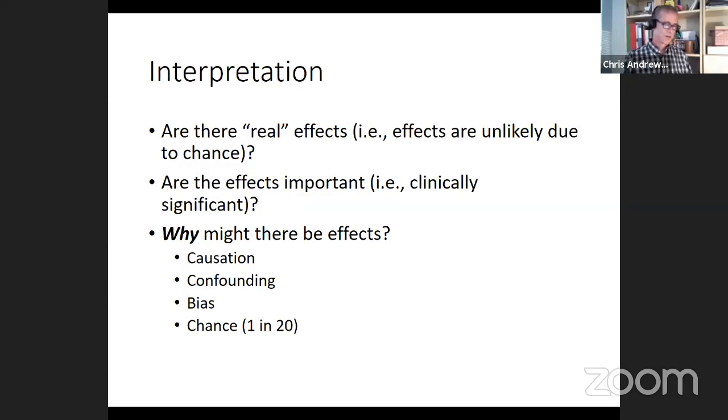So the statistics part is saying, are there real effects? That means not due to chance. Are the effects important? That's a clinical statement. That's a little bit different. Confidence intervals can help here. The interpretation piece is why might there be effects?